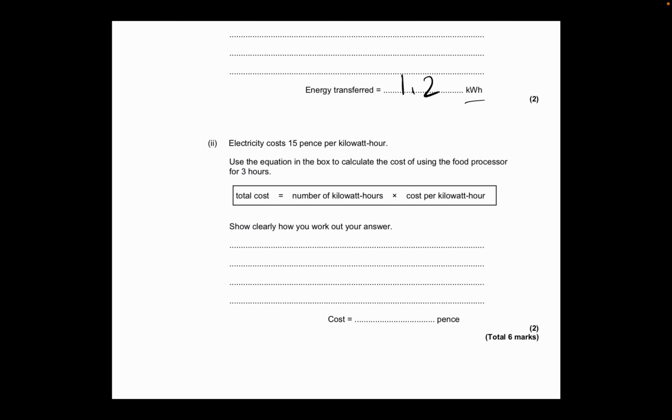The next question states the electricity costs 15 pence per kilowatt hour. You have to use the equation in the box to calculate the cost of using the food processor for 3 hours. They have given you a nice little equation, so you use the total cost. The number of kilowatt hours is 1.2, times the cost per kilowatt hour. We're using the food processor for 3 hours, and there's 15 pence per 1 kilowatt hour. Since it's 1.2 kilowatt hours, we multiply that by 15 pence to find the cost. So 1.2 times 15 gives you about 18 pence.